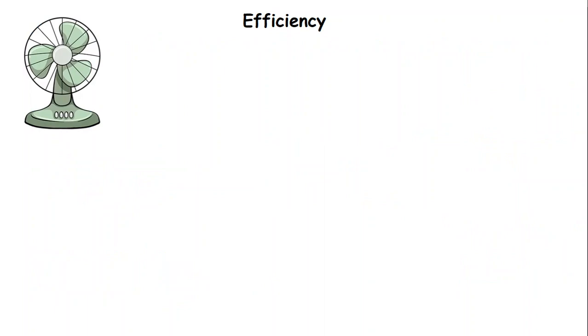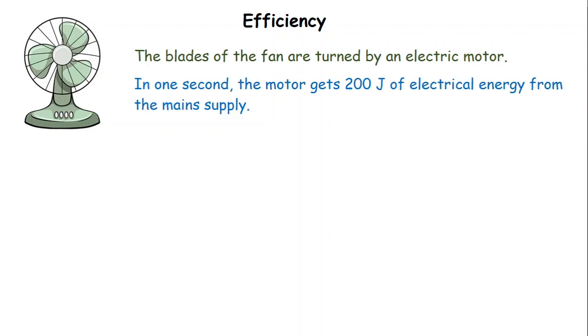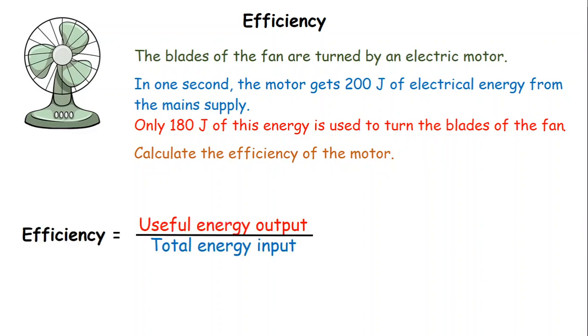Let us look at another example. The blades of the fan are turned by an electric motor. In 1 second, the motor gets 200 joules of electrical energy from the mains supply. Only 180 joules of this energy is used to turn the blades of the fan. Calculate the efficiency of the motor. So our formula is efficiency equals useful energy output divided by total energy input. Now pause the video and have a go yourself at calculating the efficiency for the motor of this fan.